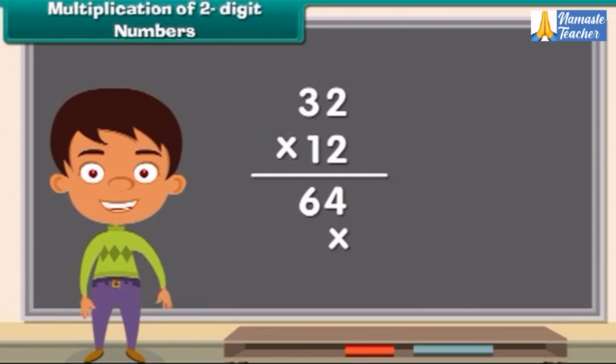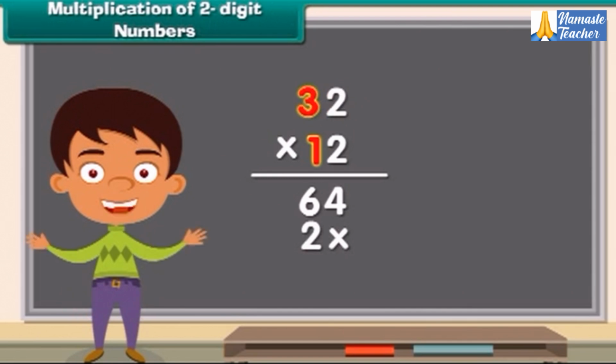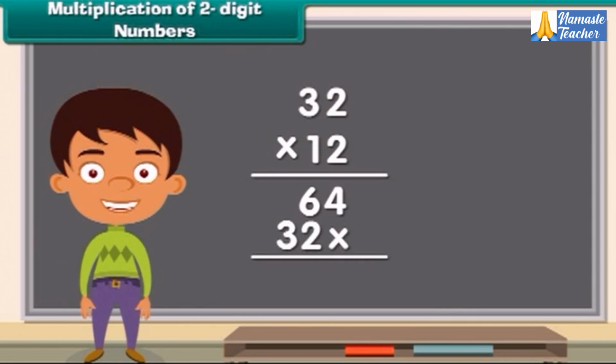4. Multiply 2 by 1. Place the 2 below 6. Multiply 3 by 1. Place the 3 to the left of 2. Now add these two numbers. The answer is 384.